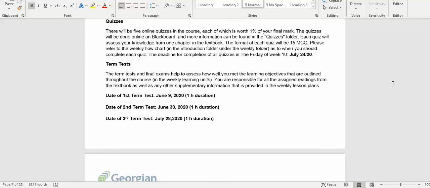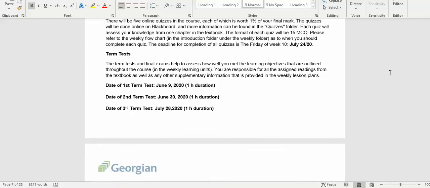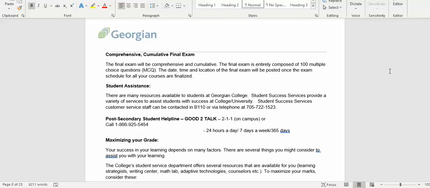So the 3 term tests are going to be on June 9th, June 30th, and July 28th. And they'll each be an hour in duration. The comprehensive final exam will be 100 multiple choice questions. The date and time are up for discussion. We haven't been informed whether all the sections will be writing it at the same time. I have a feeling that that's what's going to happen, so we will know later in the semester.